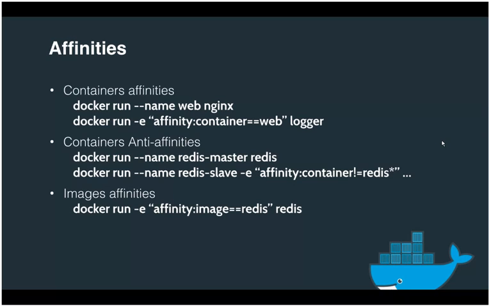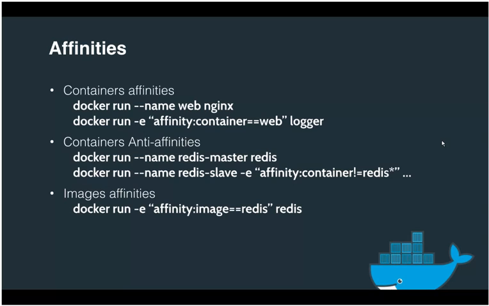And then you have affinities. Affinities are different in the sense that you specify something that you want at runtime. So, for example, you first run an Nginx, and then you do a Docker run -e affinity container equal web logger, and Swarm will schedule your logger container to be next to the Nginx container, which is named web. So it will just take the name of the container and will schedule it onto the same machine.